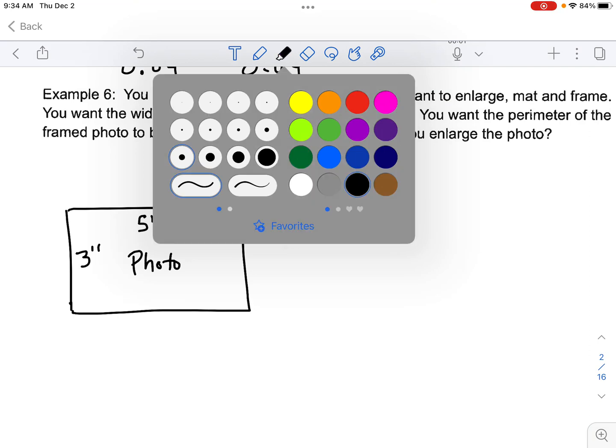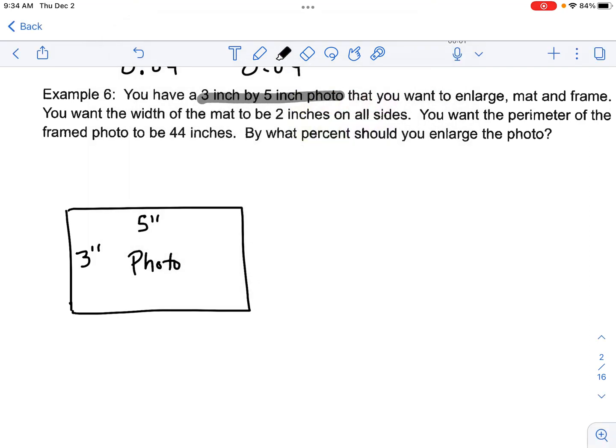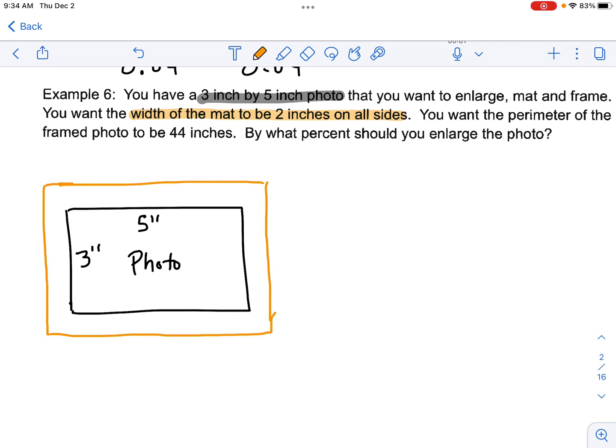Okay, so now I've got the 3-inch by 5-inch photo, and I want the width of the mat to be 2 inches on all sides. So that means I need 2 inches up here, and 2 inches down here, and 2 inches at the bottom. So that's 2 inches on all sides. Okay, so that is my mat.